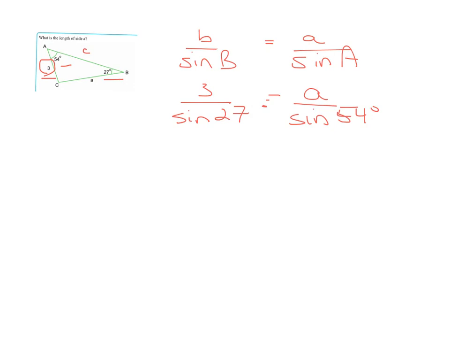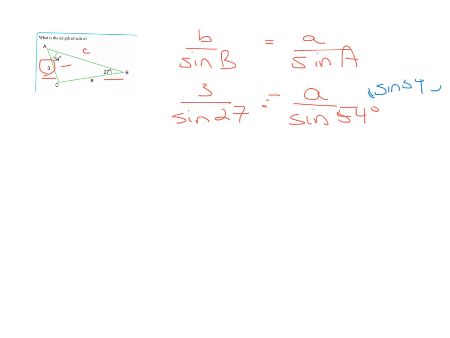So we have sine 54, and we want to get rid of that. So you ask yourself, what is a and sine 54 doing with one another? Multiplying, dividing, adding, or subtracting. And since we put it in the numerator, we know that those are dividing. So the opposite of dividing is to multiply. So you're going to multiply both sides by sine 54.